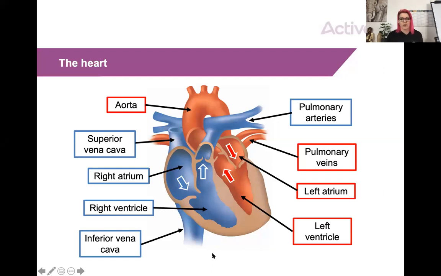Okay, so we're going to look at the heart, and we're going to look at the blood flow around the heart and the vessels that carry the blood around the heart, because you will need to know this, and you're probably going to get some kind of questions within your A&P exams.